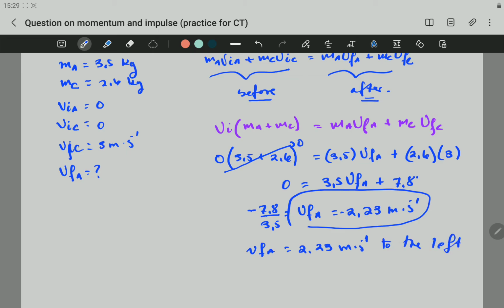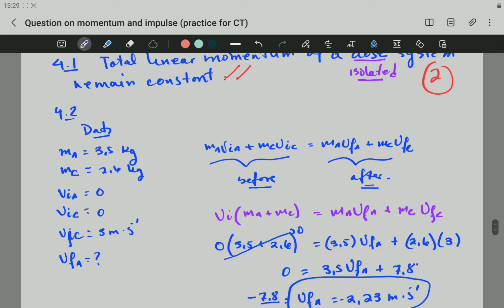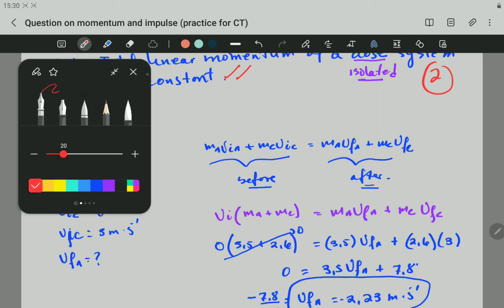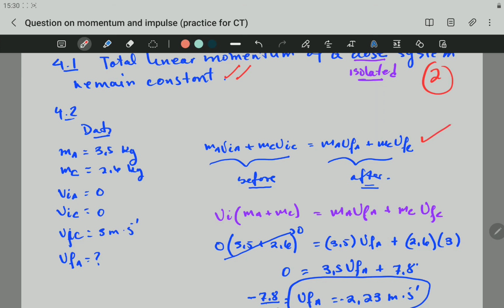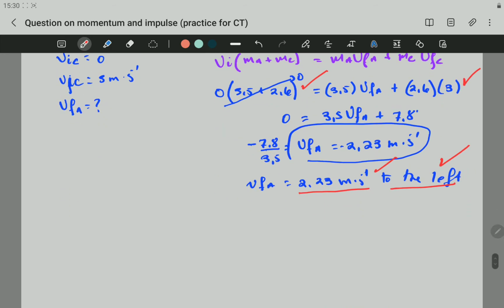2,23 meters per second to the left. So here is the question. If we're going to see the marks, and let's use the red color, you will get 1 mark for the law. You will get 1 mark for the substitution of the left hand side. You will get 1 mark for the substitution of the right hand side. 1 for the magnitude of the velocity, and in this question they gave a mark for the direction. So it's 1, 2, 3, 4, and 5. A total of 5 marks for this question.